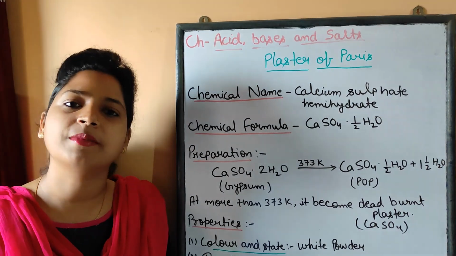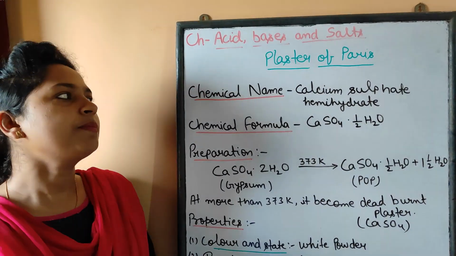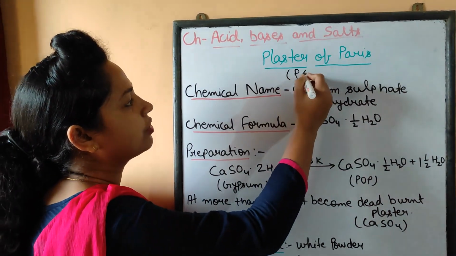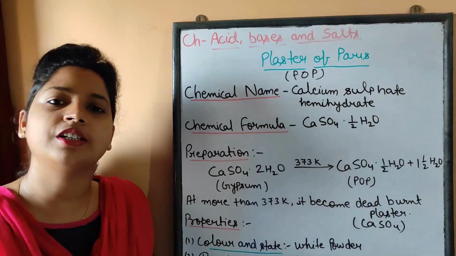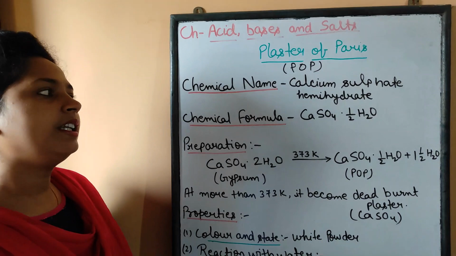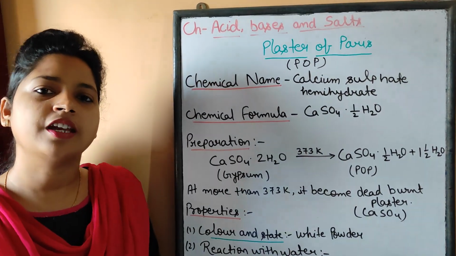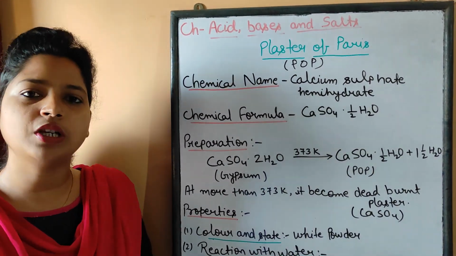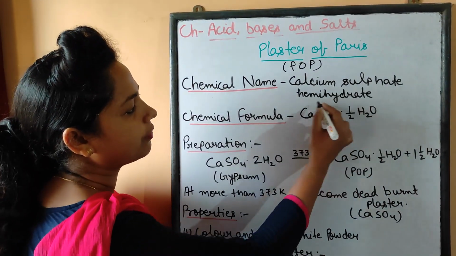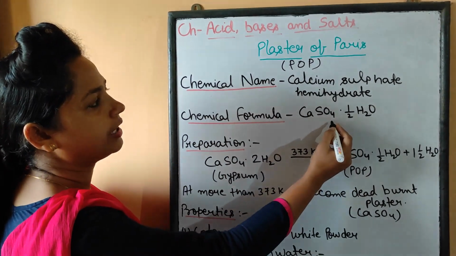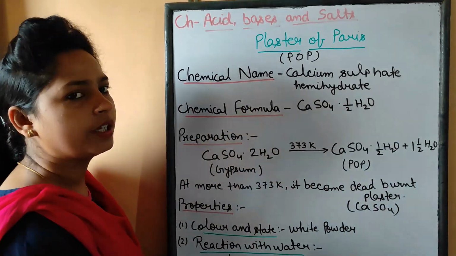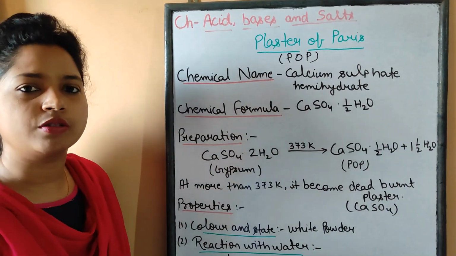Now, when we are coming to the chemical aspect of this plaster of Paris, here we have certain things like its chemical name and its chemical formula. This plaster of Paris is first of all popularly named as POP. So students, whenever POP is written, you have to remember that it is plaster of Paris. Now its chemical name is calcium sulfate hemihydrate, having the formula CaSO4·1/2 H2O. So this is the formula of calcium sulfate hemihydrate, that is plaster of Paris. So it contains half a water molecule.